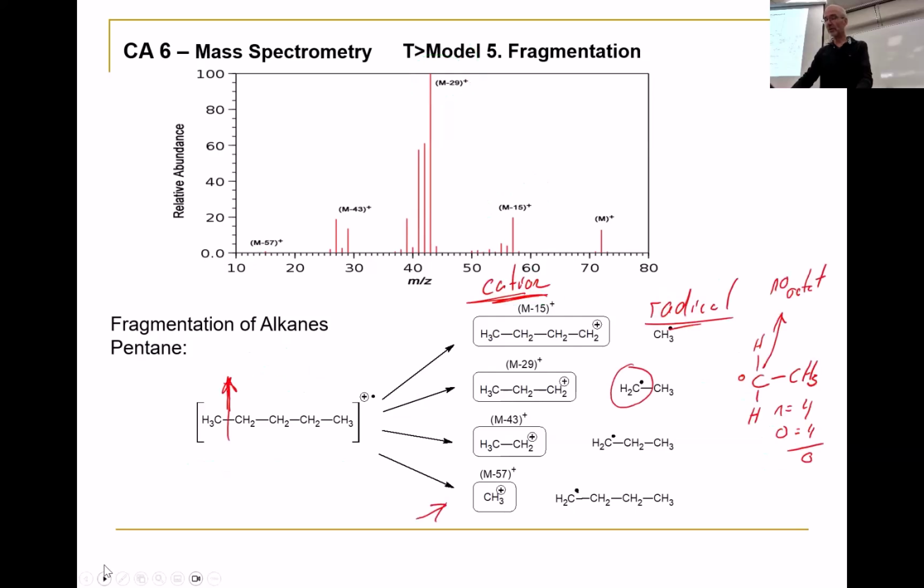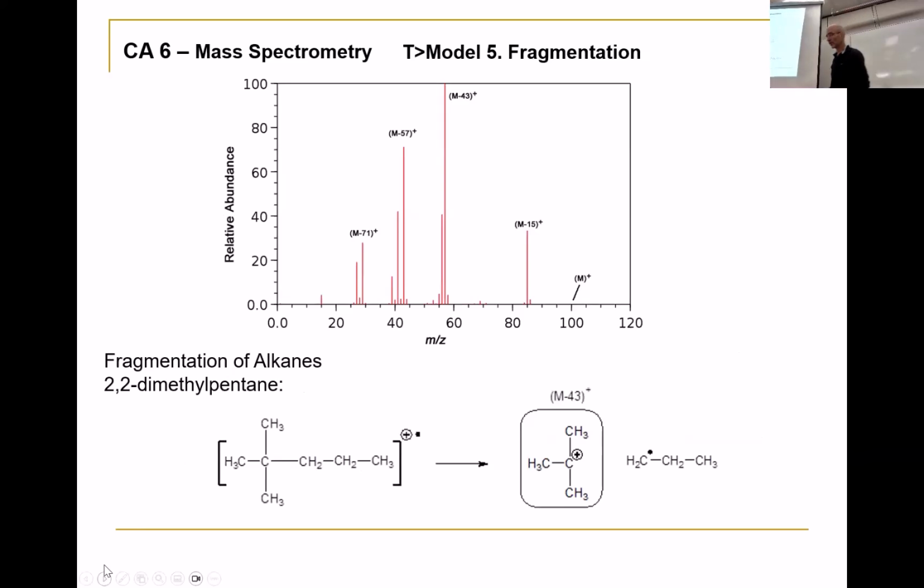Sometimes when you're dealing with certain structures, such as the one on the next page, page 49, in this case we're looking at 2,2-dimethylpentane, and we have this pretty large base peak compared to the other peaks, happening at M-43. I think we can justify why that might be the base peak.